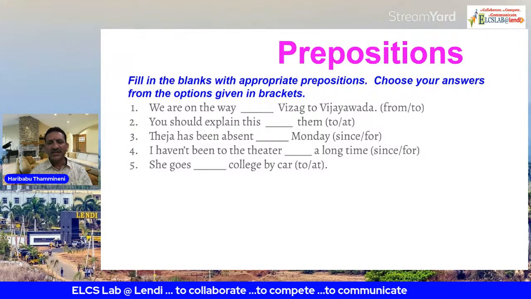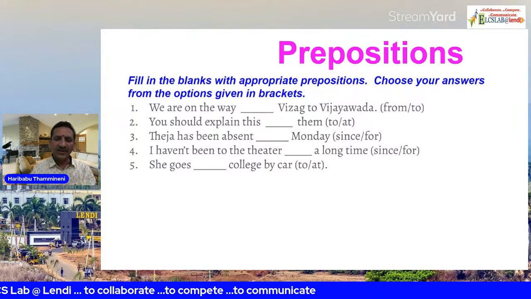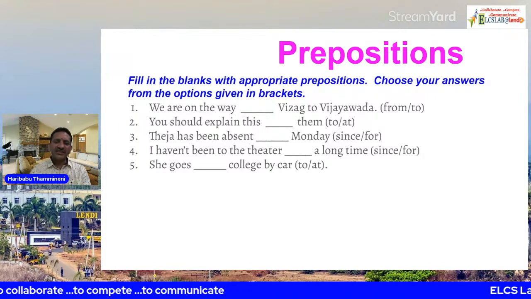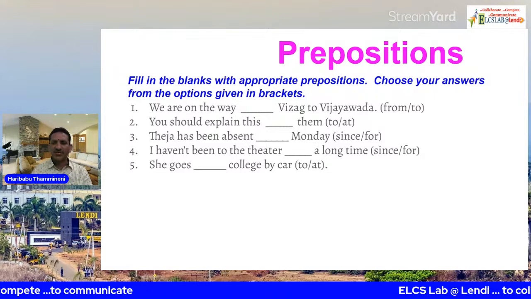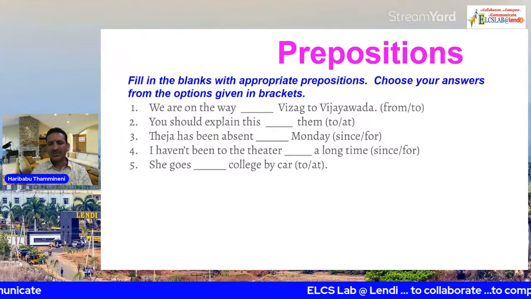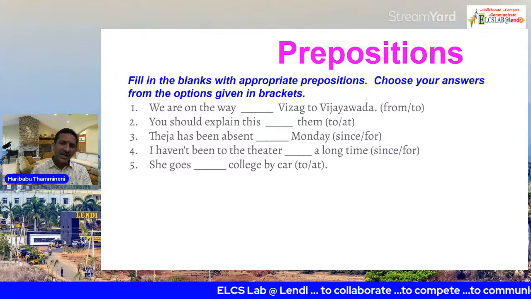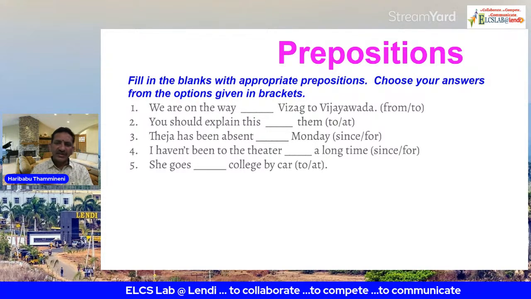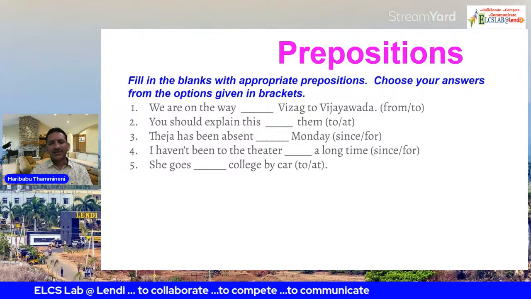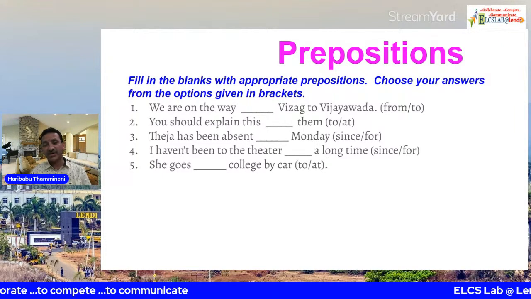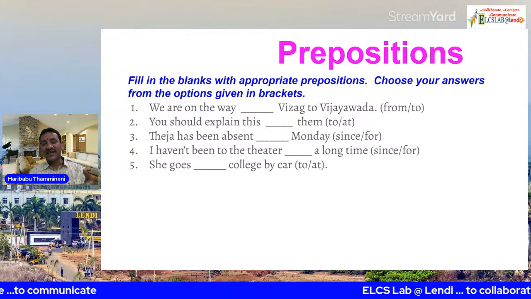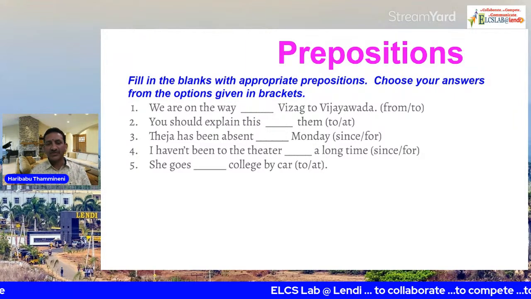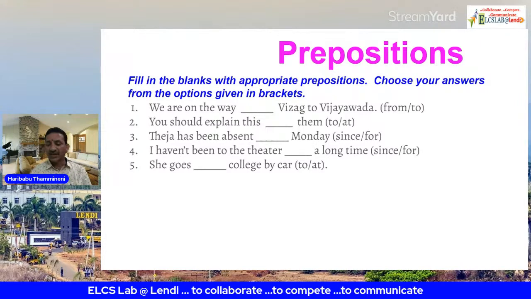So I would like to bring simplicity to the use of prepositions. Don't worry, there are no difficult words appearing, and it is quite easy if you understand the concept of using a preposition in the asked blank. She goes to college by car. So to college is the right thing. At college is when you want to say that it is at that place. But here you are saying going to college by car.